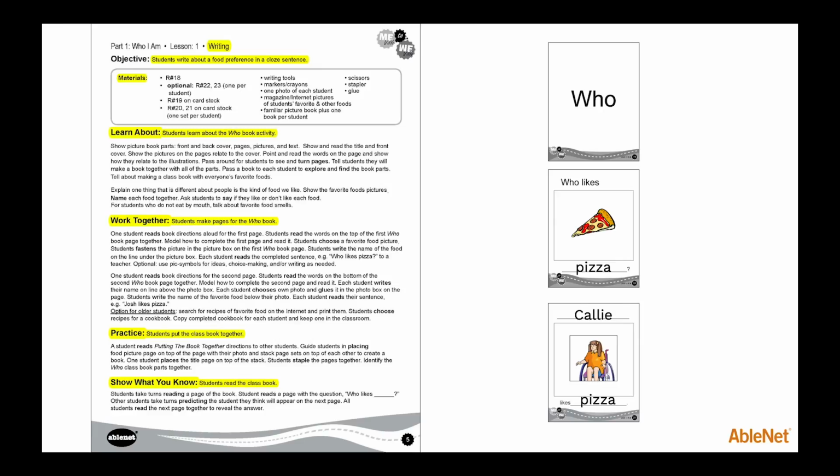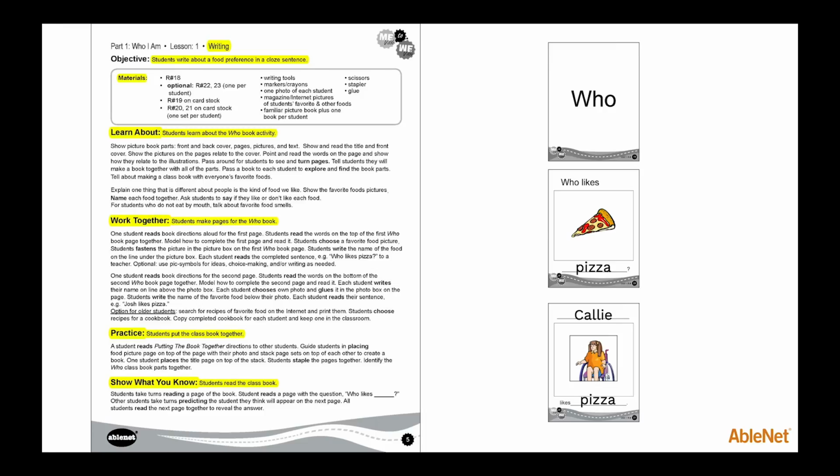In Work Together, students write and illustrate the pages for the group Who book. Again, this section offers an option for older students. In Practice, students assemble the class book, and finally, in Show What You Know, students are given the chance to read the class book and identify things they and their classmates like. This activity allows students to see themselves as writers.